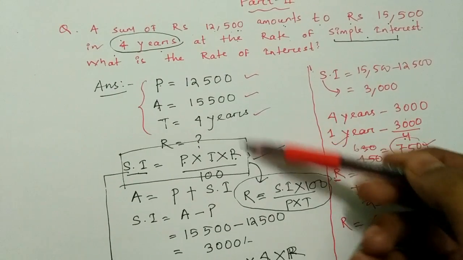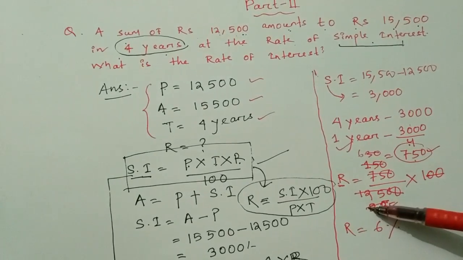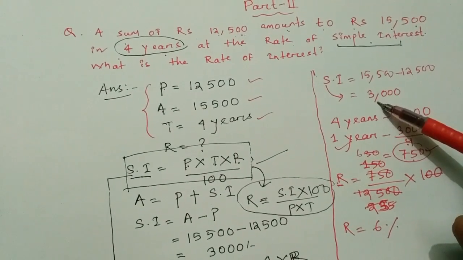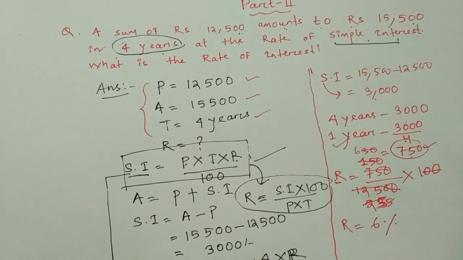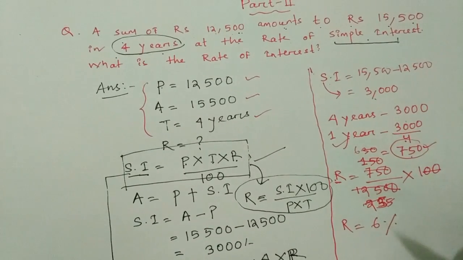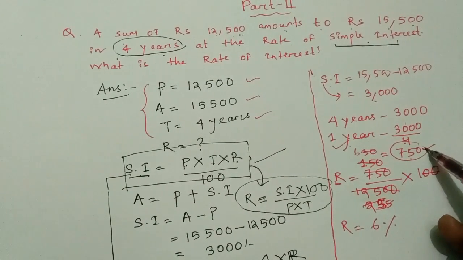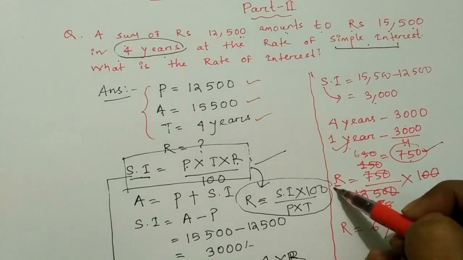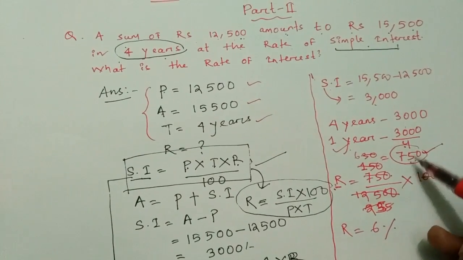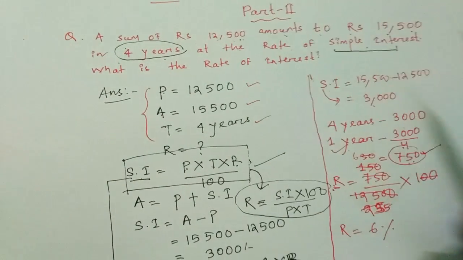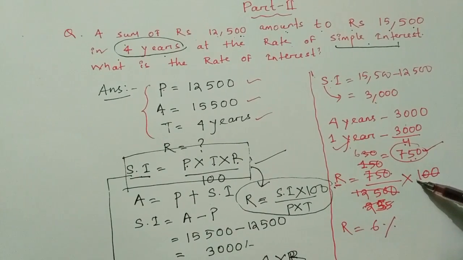Compared to the traditional method, this is easier, and you can solve it within 10 to 20 seconds, I guess. First we find the simple interest for 1 year. We got the answer. The rate of interest will be the simple interest for 1 year divided by the principal value and multiplied by 100.